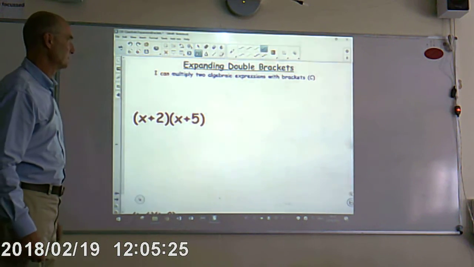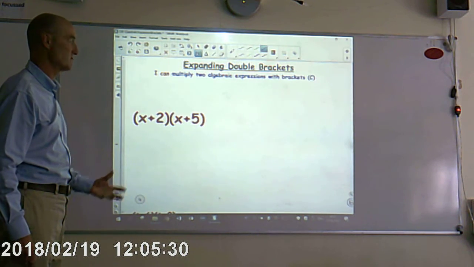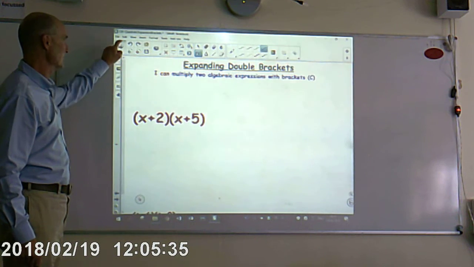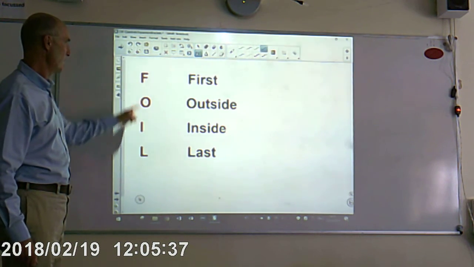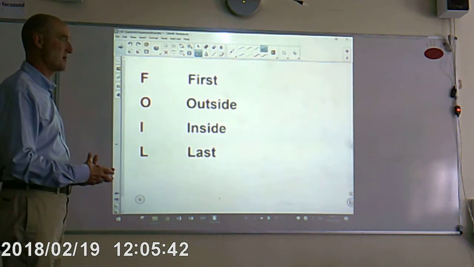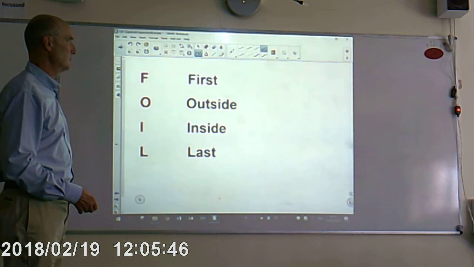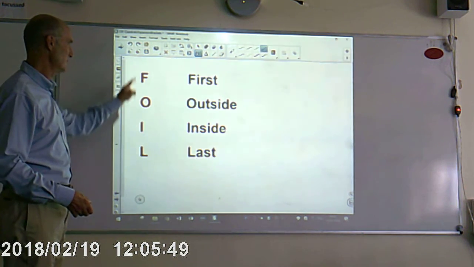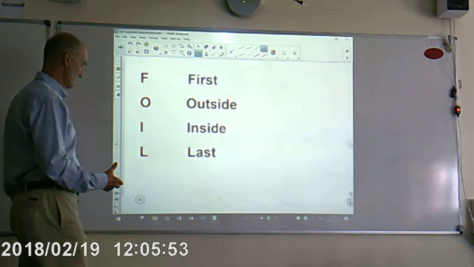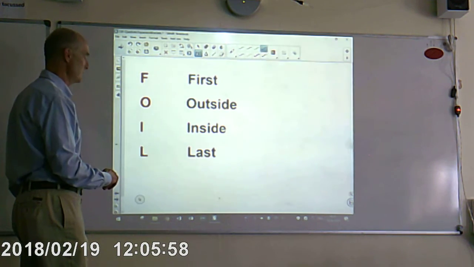What we're going to look at, expanding double brackets. Right, this is the main topic of the lesson today. I'm going to take you to the next slide and get you to write this down. FOIL, first, outside, inside, last. Write that down. Go back to the example, and we'll see how this method of FOIL applies to multiplying out a double bracket. So write that down, go back and do the previous example.